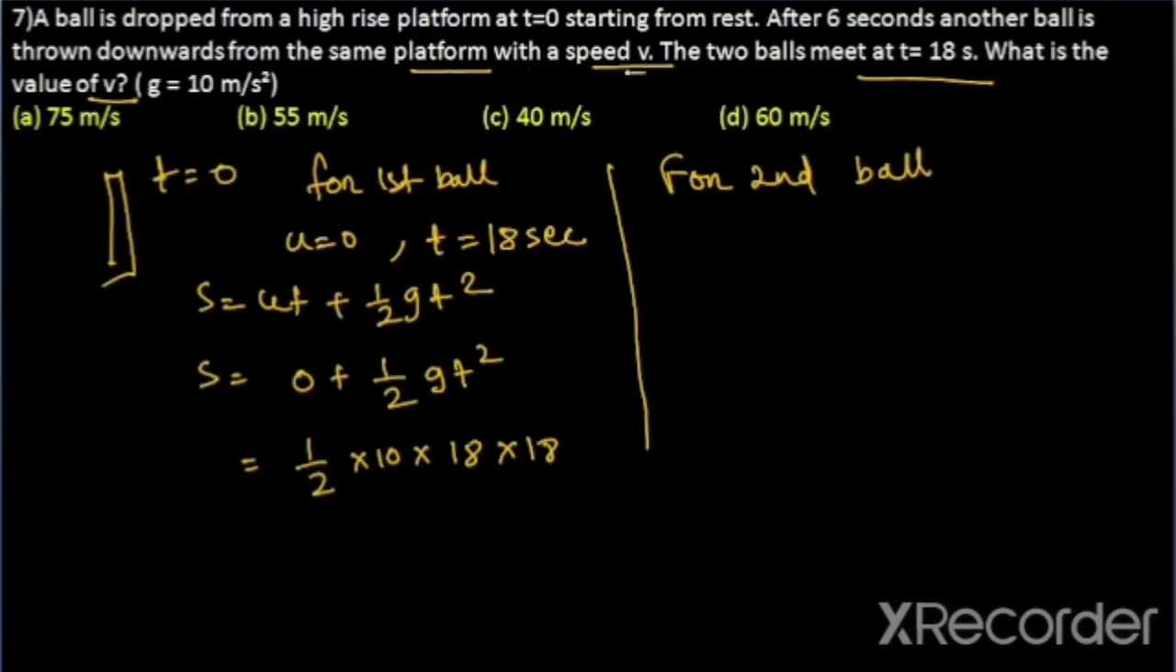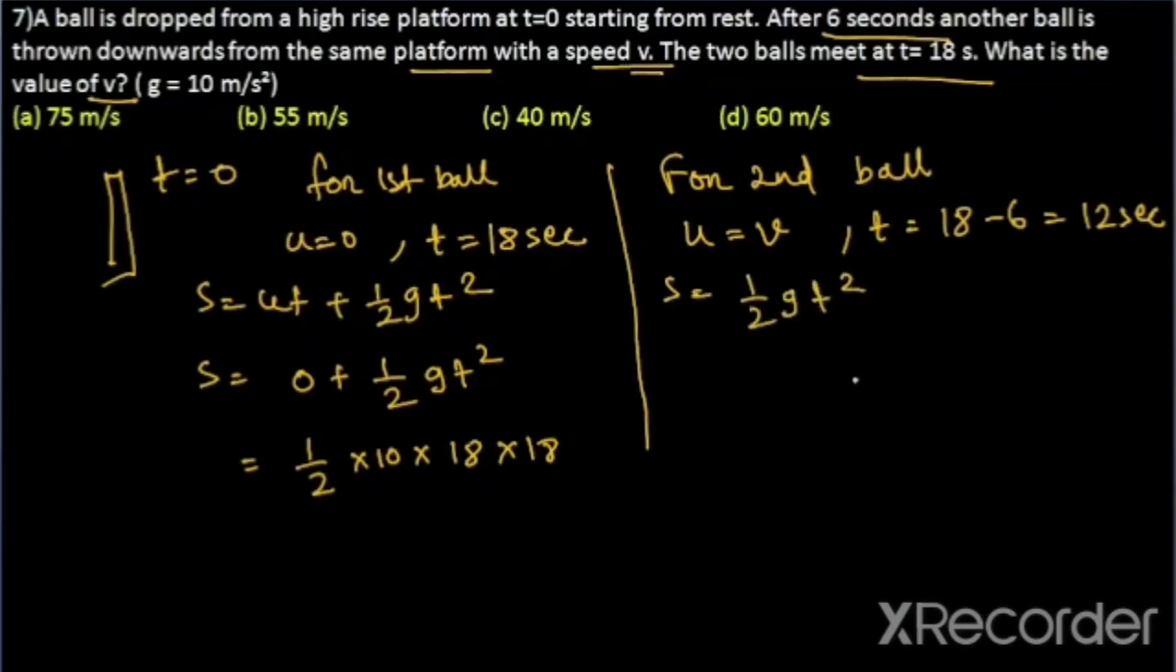For the second ball, thrown downward from the same platform with a speed of v, u becomes v, its velocity is v, and after 6 seconds it was thrown. Means the time duration to meet the other ball is 18 minus 6, that is 12 seconds. So s is equal to ut plus half gt square.